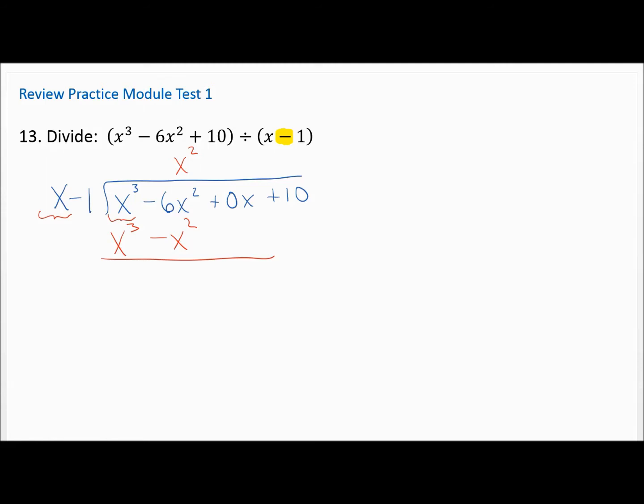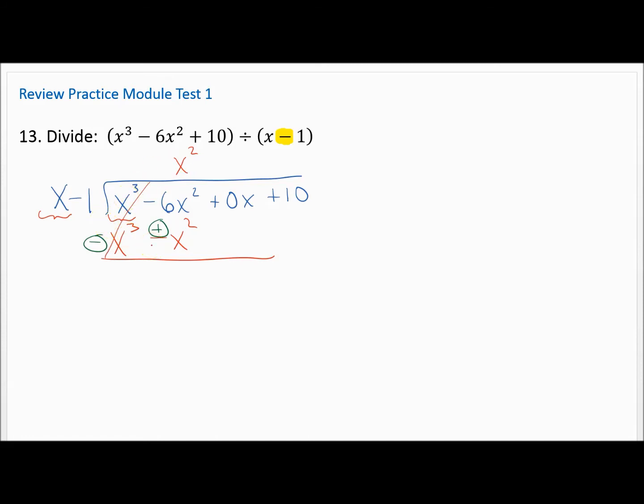Now you change your signs. So positive x to the third, I make it negative. Negative x squared, I make it positive. Why do we change the signs? Because it's easier than subtracting. Okay, so when I subtract, which is my next step, x to the third and negative x to the third cancel out. And I'm really adding x to the third plus a negative x to the third.